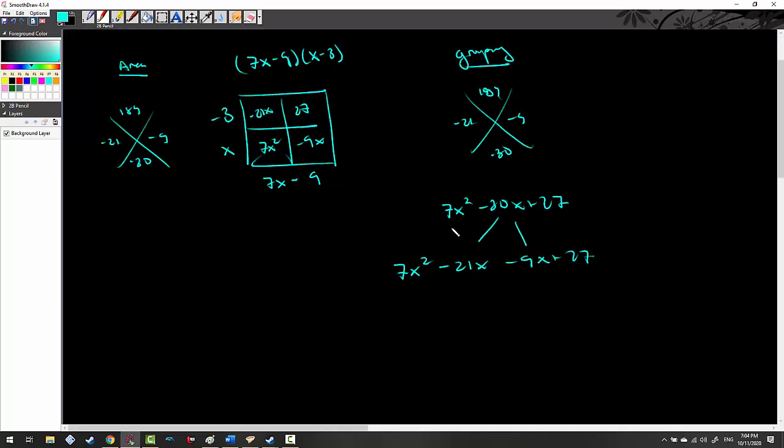So from here, the grouping method comes into play, where I group the front runner and the chaser, like always. Factor out a 7x from the front runner, I get x minus 3. Factor out a negative 9 from the chaser, I get x minus 3. Now I've factored out two GCFs, and now I've got a two-part binomial, and now I factor out the GCF of the GCF.